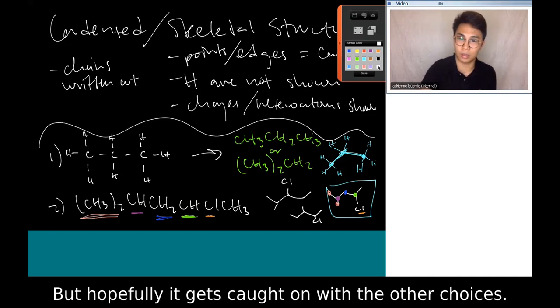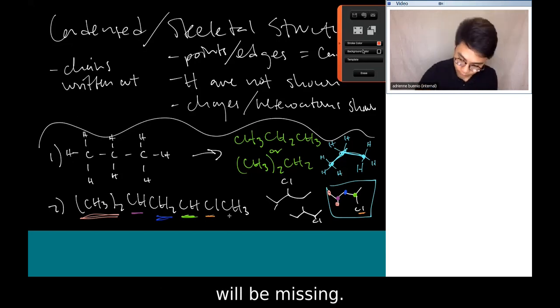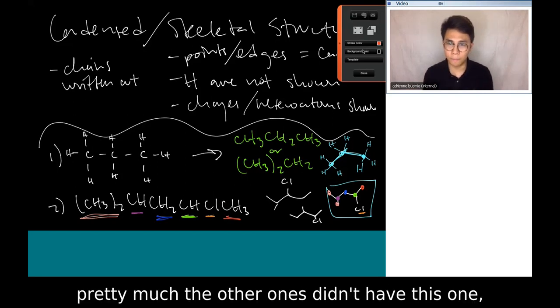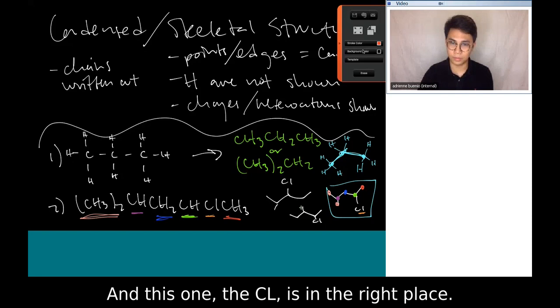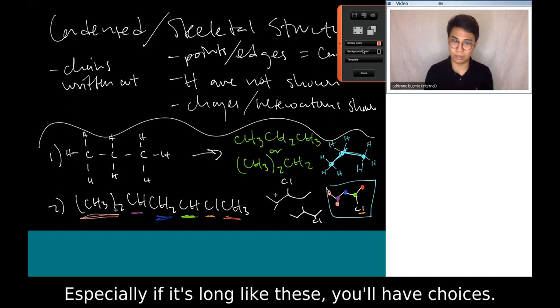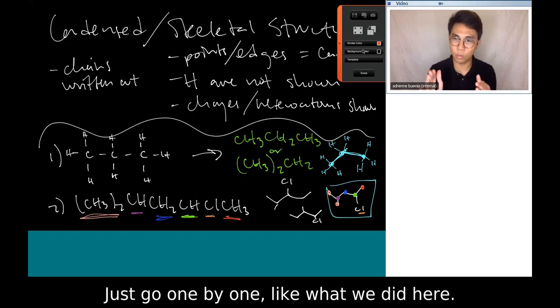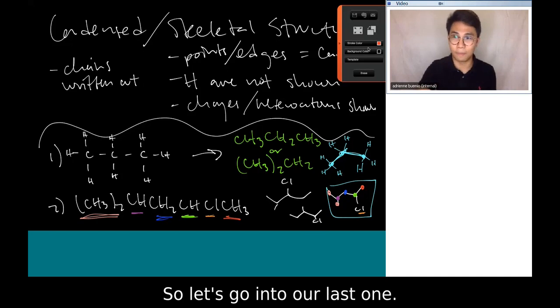But hopefully you guys caught on with the other choices. And then, of course, last but not least, the other CH3, this one. So boom. And you see how the other ones didn't have where this CH3 was, it isn't in the right place, and this one, the Cl, isn't in the right place, right? So especially if it's long like these, you'll have choices, but depending on your professor, you may not. Just go one by one, like what we did here. Bring colored pencils, things like that. Okay, so let's go into our last one.